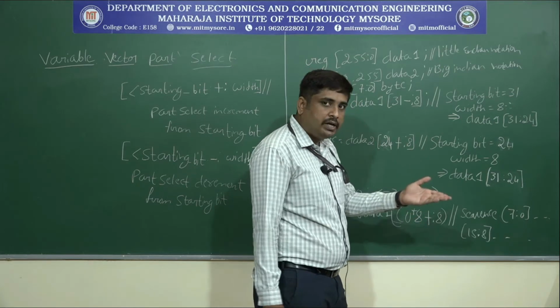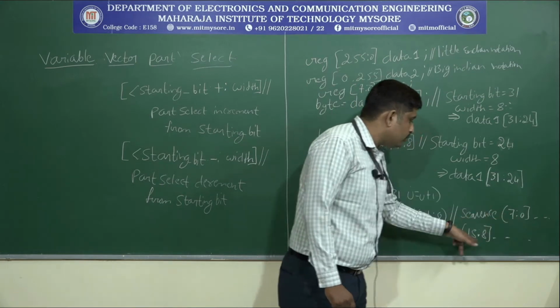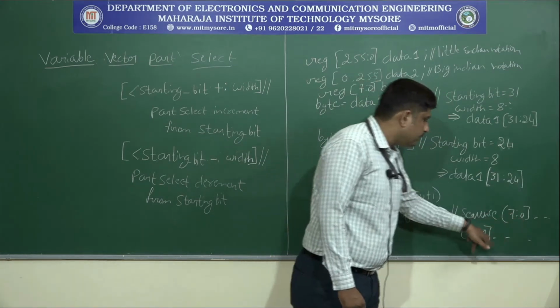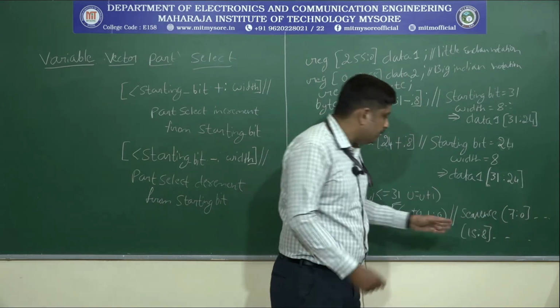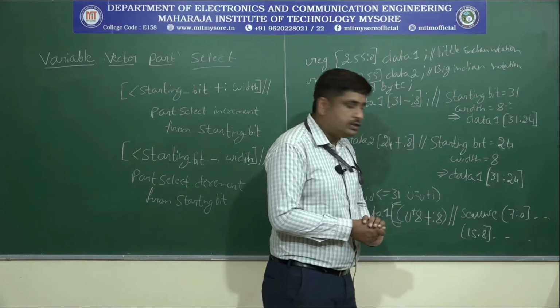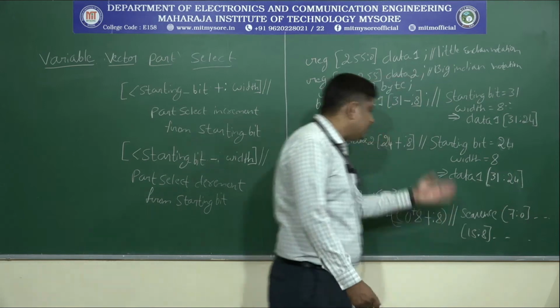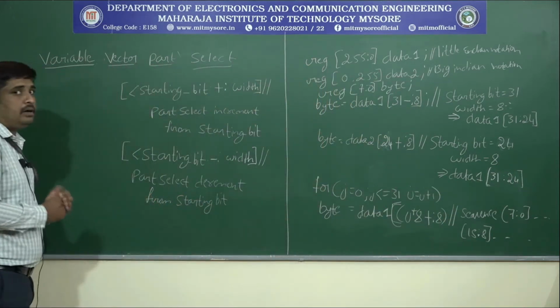What is the next notation? Obviously it increments by 8 bits. So 7 becomes 15, adding the 8 bits, and colon 0 becomes 8, that is 15 down to 8. It continues: add 8 again, that is 23 down to 16. Up to this point it is continuously repeated. This is the variable vector part select.